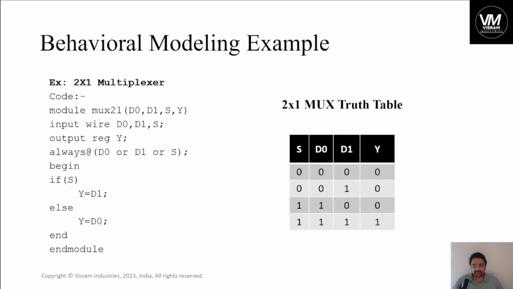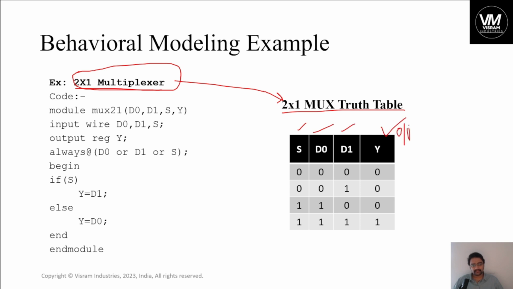Let us take an example of a 2x1 multiplexer. In the 2x1 multiplexer, the code will be in this way. Take the 2x1 multiplexer truth table, and then write down what you have as inputs and output. These are inputs. Got it, guys? So understand the difference between input and output.